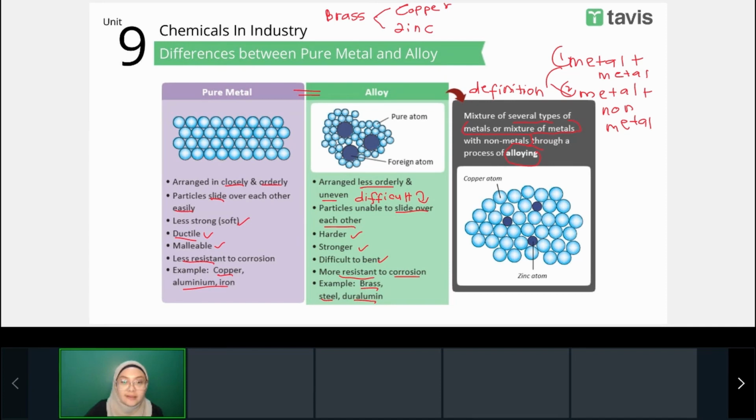How many copper inside? This one is a theory, so you don't have any other choice. You just have to remember 75% copper, while zinc 25%. Okay, this one.